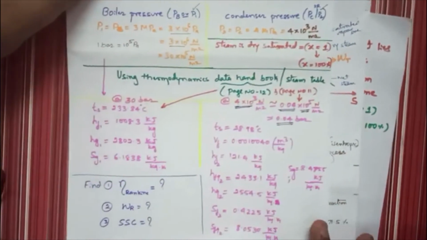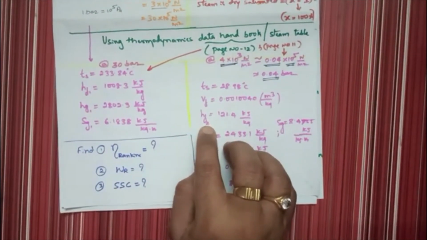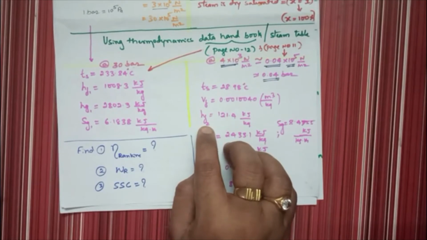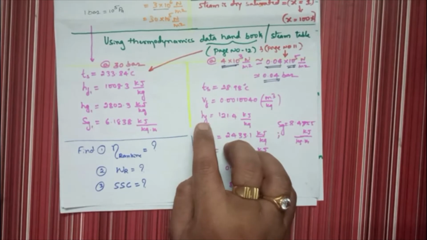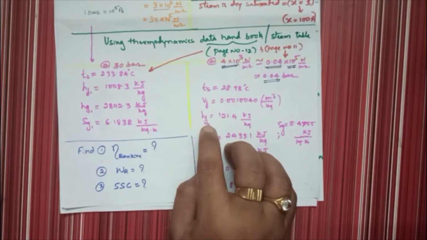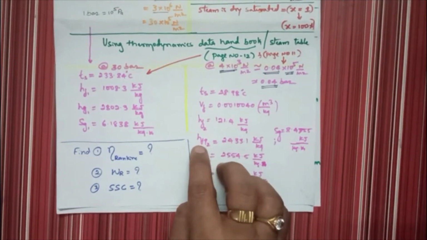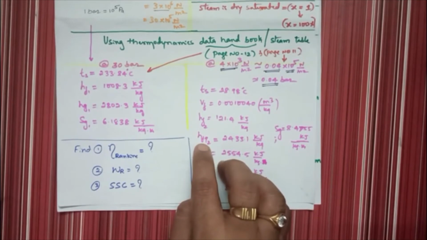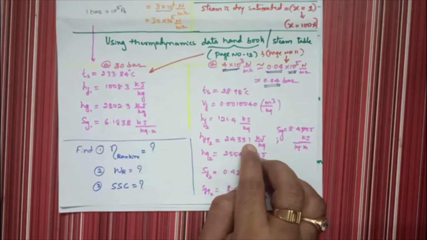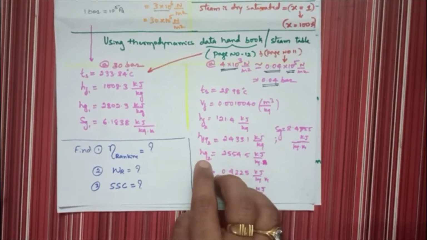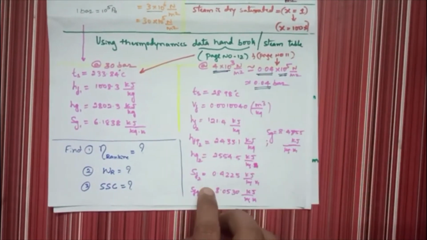That is the reason I have written HF2 here. HF2, the 2 stands not for point number 2 but for pressure 2. Understood? Be careful. So HF2 is the enthalpy of fluid at pressure 2, 121.4. The enthalpy of the mixture of fluid and gas, HFG2, at pressure 2 is 2433.1. Similarly, the enthalpy of gas at pressure 2 is 2554.5. Similarly, all the data we have written.